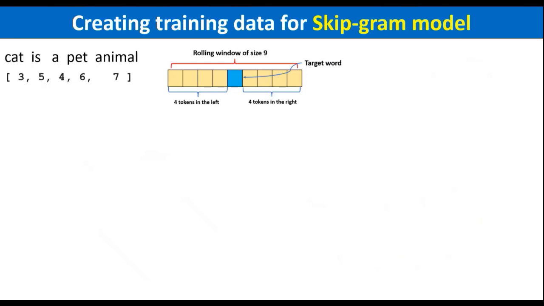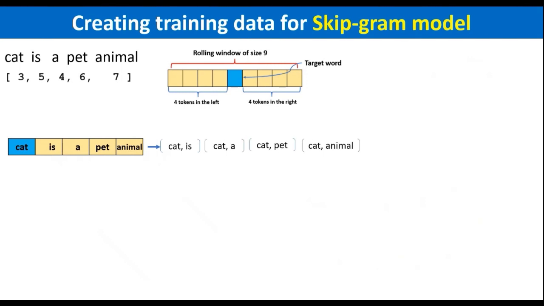For instance, if the window size is 9 and the sentence is cat is a pet animal, and we are building training data pairs for the target word cat, the associated context words would be is, a, pet, and animal. The resultant pairwise training data would include pairs such as cat with is, cat with a, cat with pet, and cat with animal.